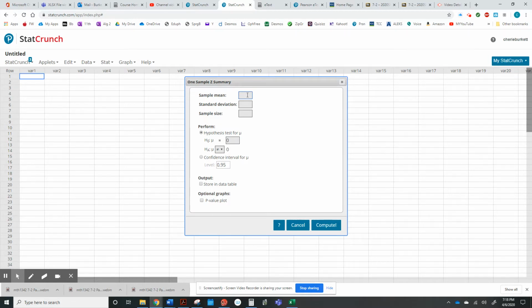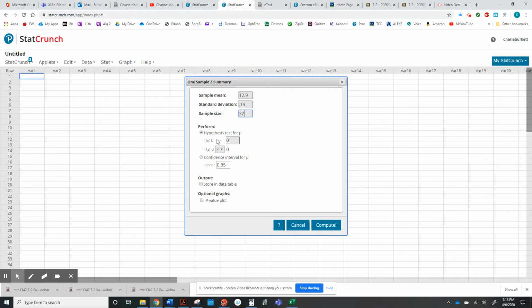So what was the sample mean? That was 12.9. The standard deviation, and of course they're talking about of the population, because that's why we're using a z summary, because it's population standard deviation. And then the sample size, it was 32, wasn't it? 32. Okay.